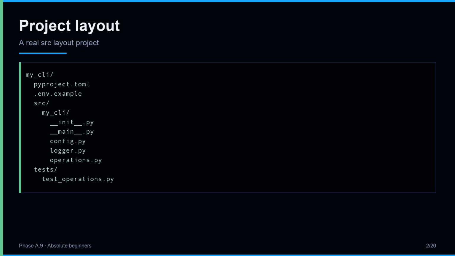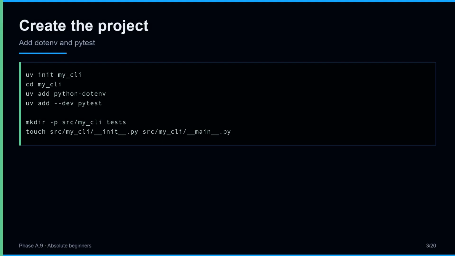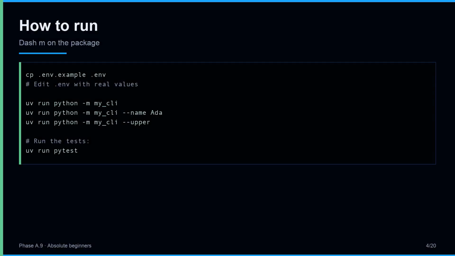A real SRC layout. Create the project with uv init mycli. Add python-dotenv for configuration and pytest as a dev dependency for tests. Create the SRC layout by hand, src/mycli for the package, tests at the top level. Add empty __init__.py and __main__.py files inside the package. The dunder init marks the package. The dunder main is what Python runs when you use the -m flag. Add .env and pytest, copy .env.example to .env and fill in your local values.